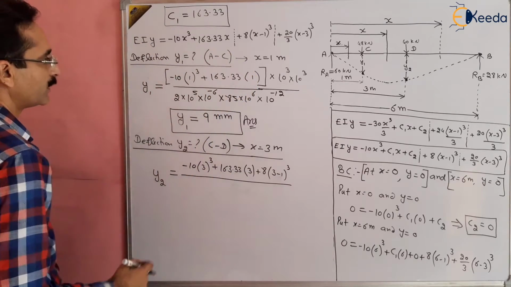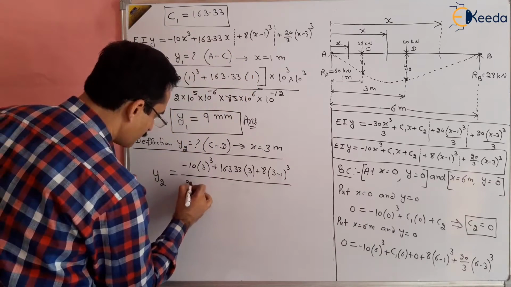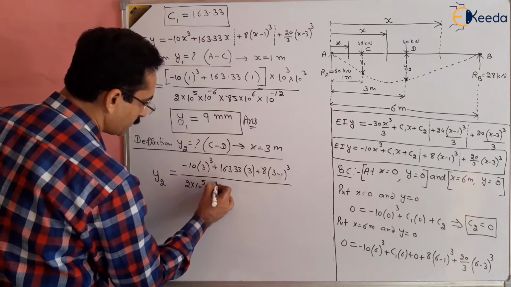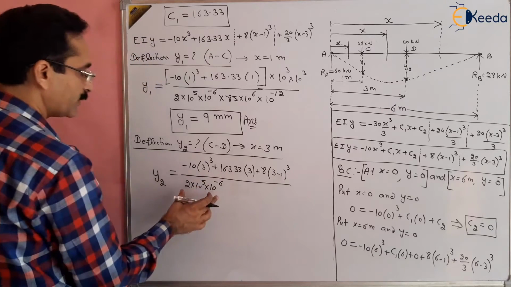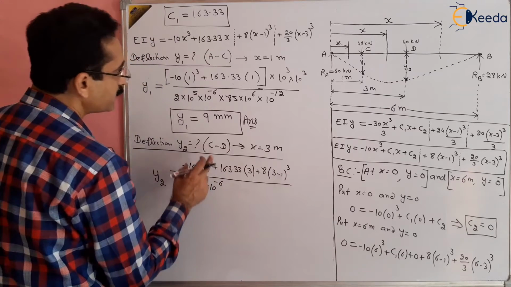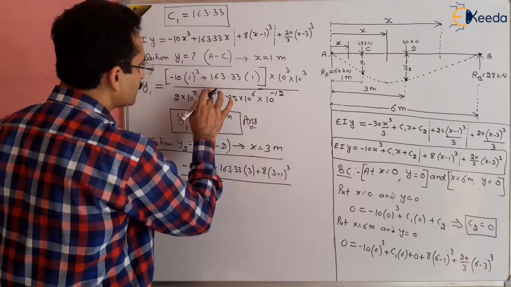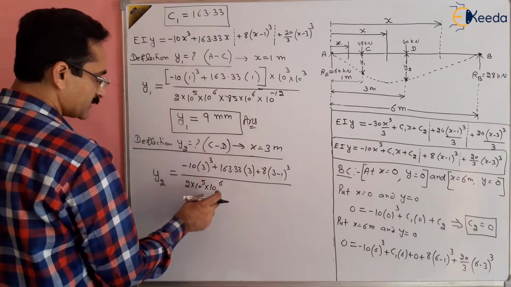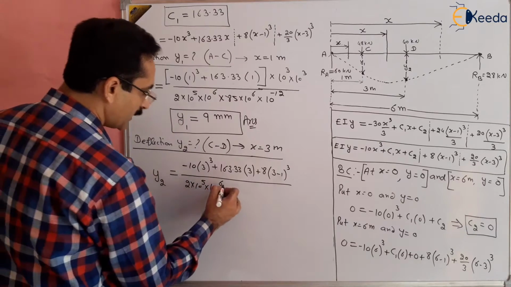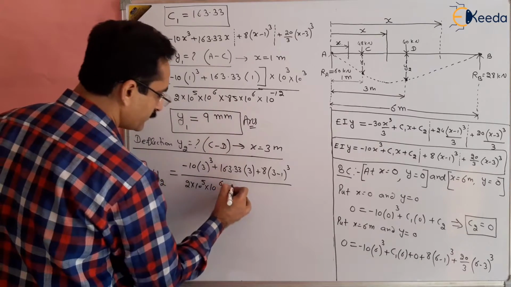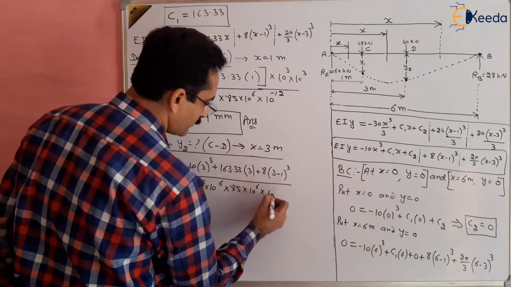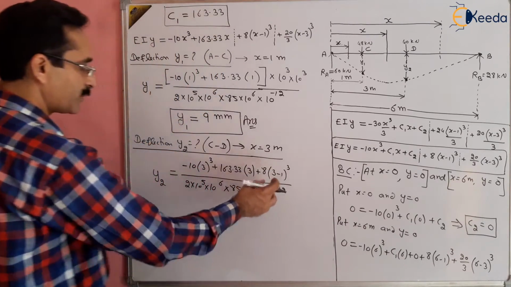This EI will be in denominator, that is 2 multiplied by 10 power 5 Newton per millimeter square multiplied by 10 power 6, because it is per millimeter square, no? 10 power 6 multiplied by 85, the moment of inertia in meter to the power 4.